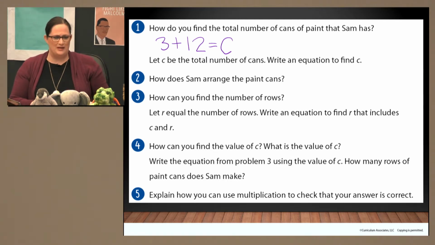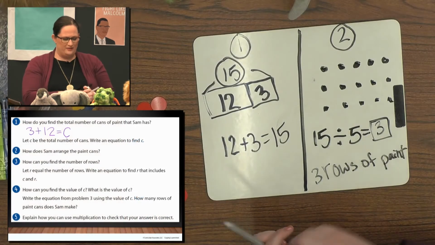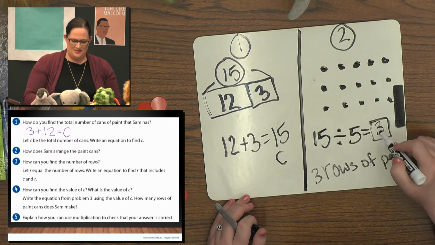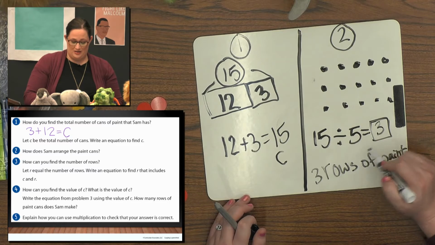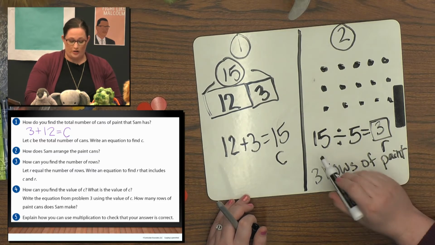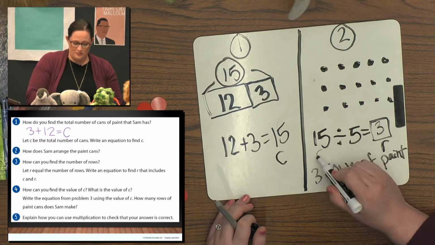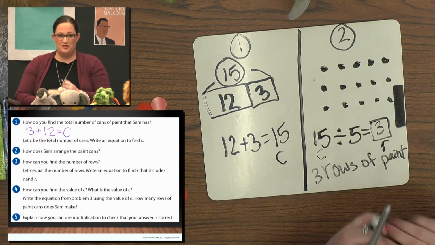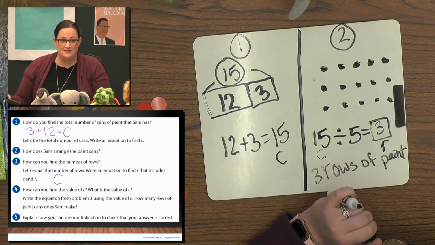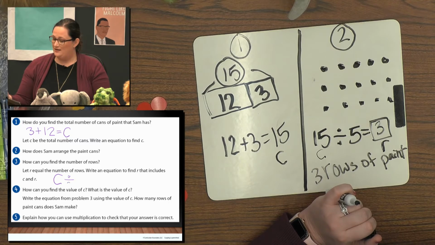Mr. Kevin, can we look back at my whiteboard really quick? So if this number is going to be C, and this number here is going to be R for how many rows? Oh, look, 15. This would also be C. So what would our equation be? C, the total number of cans, divided by 5 equals the total number of rows.